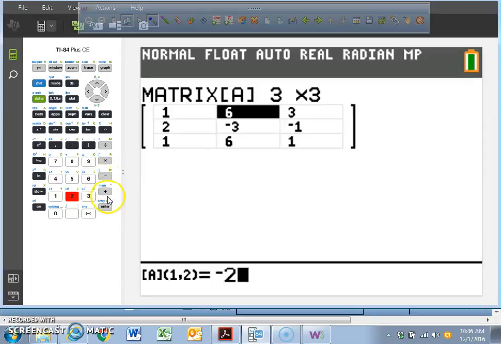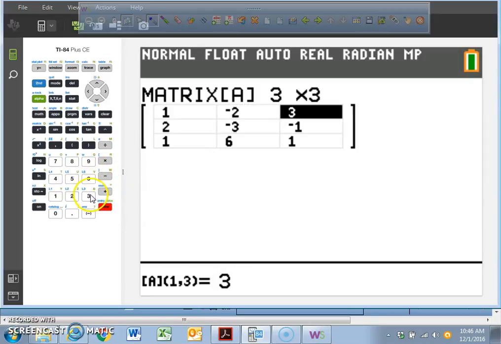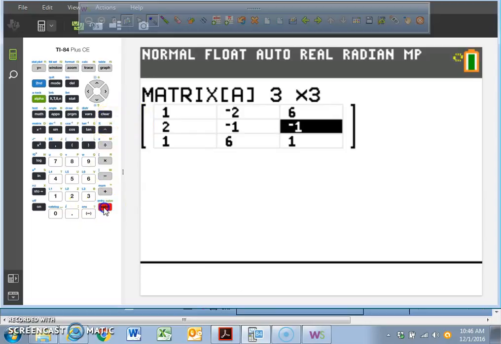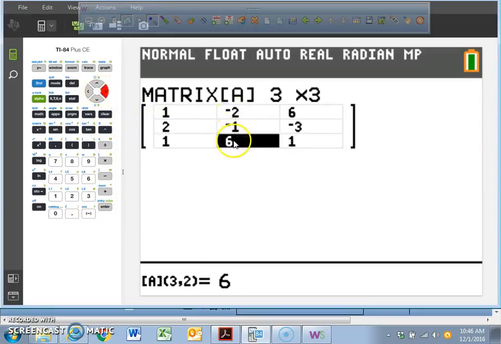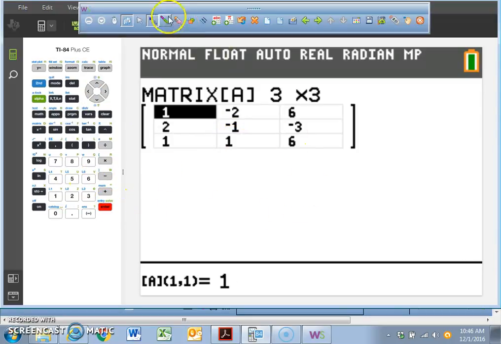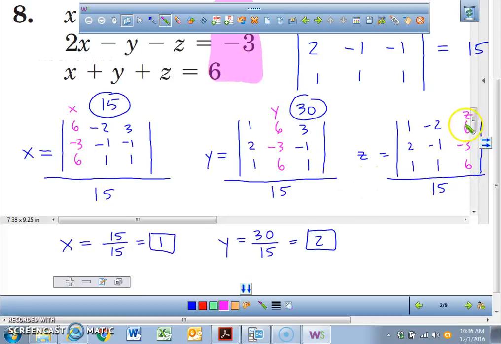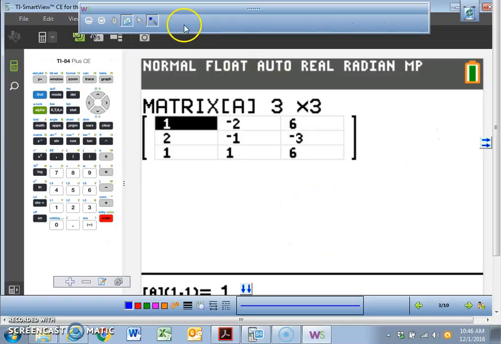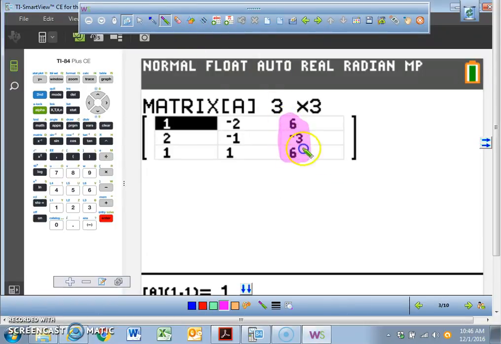Thank you. -2. Now, this becomes a 6. What about this one right here? And that becomes a -3. And the last one? 1. And this becomes a 6. All right, so what I've done now is I've taken this determinant and I've built it.